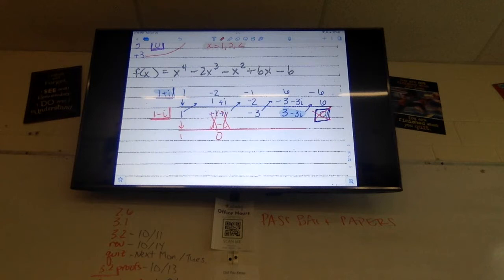0 times 1 minus i is still 0. So that means I get negative 3 that comes down. And then negative 3 times 1. And then negative 3 times negative i is plus 3i. So negative 3 and 3 cancel, and negative 3i and 3i cancel. So I get 0 again, which is good because that's my remainder.